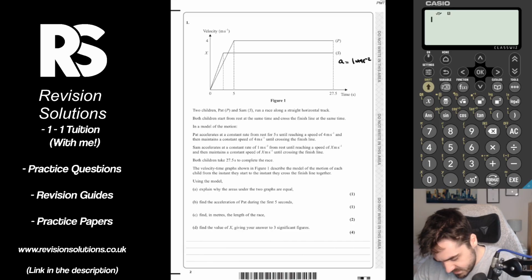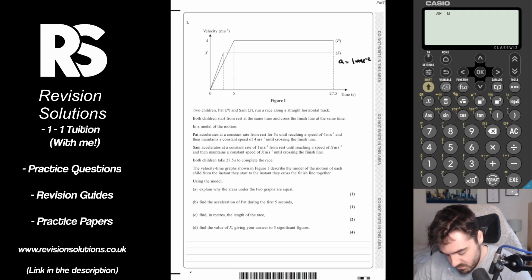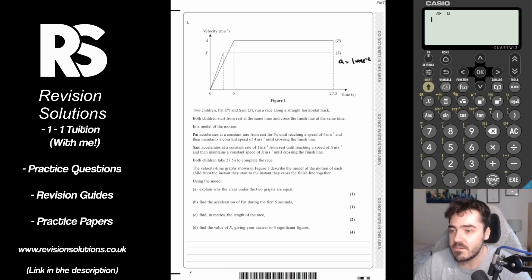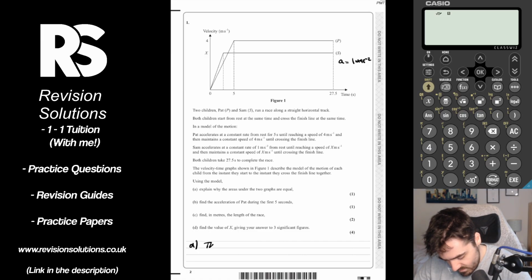And it says both children take 27.5 seconds. That's on the diagram. The velocity time graphs shown in figure 1 describe the model of the motion of each child from the instant they start to the instant they cross the finish line together. Using the model, explain why the areas under the 2 graphs are equal. Well, the area under a VT graph is your displacement, or distance traveled. In this case, they're the same thing, and they both run the same race. So they're both the same length of race. That's why the areas are the same. So for part A, they both run the same distance. That's the reason.